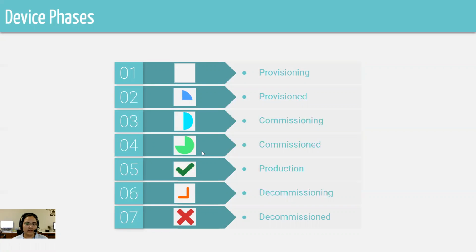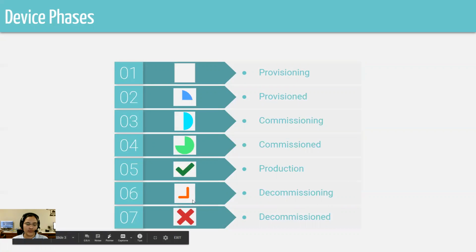Once it's live, it goes into production mode. Production mode suggests that the node is live and is transferring data back and forth, and we are collecting data from it. When you delete a device, it goes into a decommissioning state right here.